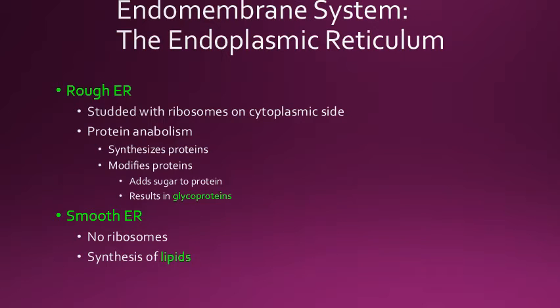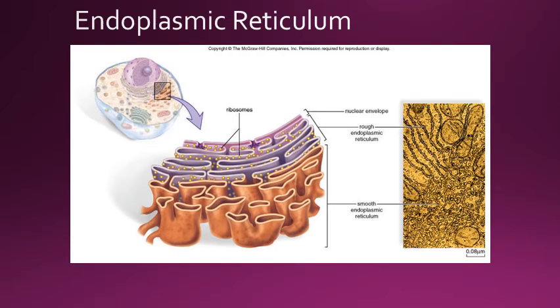The endoplasmic reticulum, or the ER, is separated into two parts. The rough ER, which has ribosomes, which make it rough, is in charge of protein anabolism, which is the synthesis of proteins, and it also modifies proteins to add sugar to protein, creating glycoproteins. The smooth ER doesn't have ribosomes, and it's where the synthesis of lipids occurs. So here is that ER. It surrounds the nucleus, and the rough ER is in the center, the smooth ER is on the outer part.